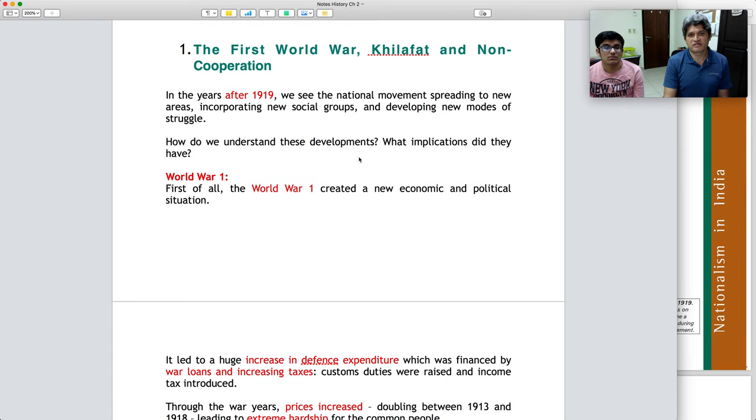We will start with the first section, which talks about how the First World War kick-started nationalism, the national movement in India, and Khilafat and the non-cooperation movement. Khilafat is basically this: the Ottoman Empire had lost in World War One. As a result, a very harsh peace treaty was handed to them, and the Khalifa of the Ottoman Empire, Turkey, which is now, had lost all the power.